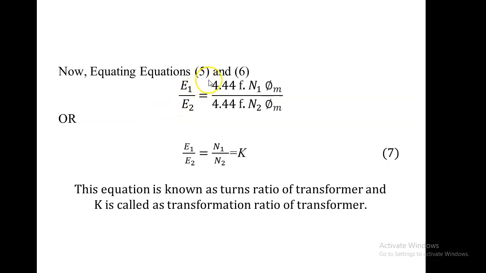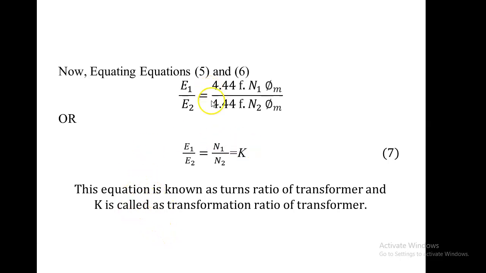Now we can equate equations 5 and 6. What will we get? E1 by E2 equals 4.44 f N1 into phi m divided by 4.44 f N2 into phi m. Or we can write this equation as E1 by E2 equals N1 by N2 equals K. This equation is known as the turns ratio of a transformer, and K is called the transformation ratio of a transformer.